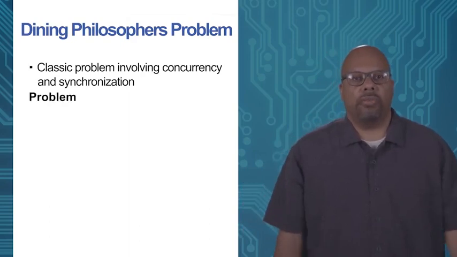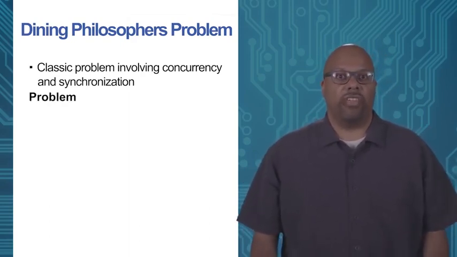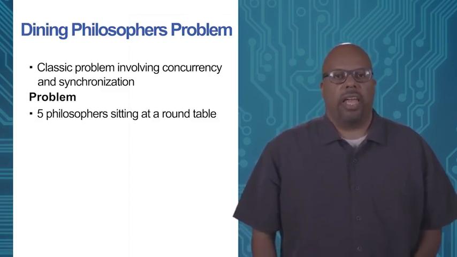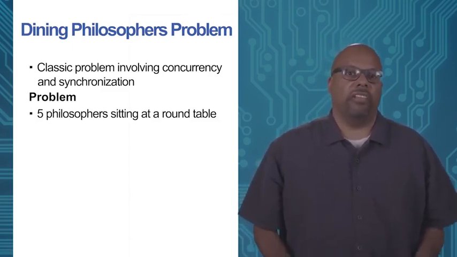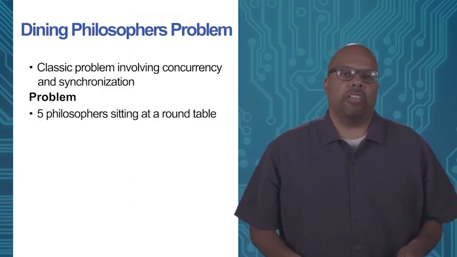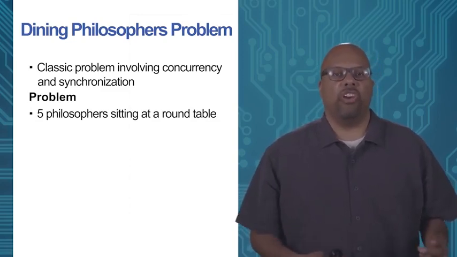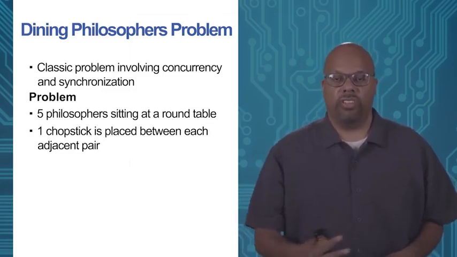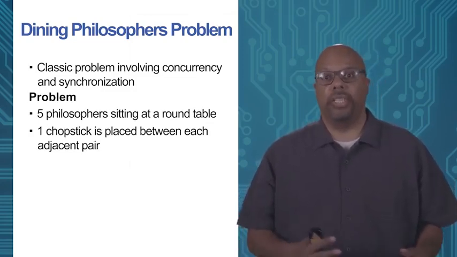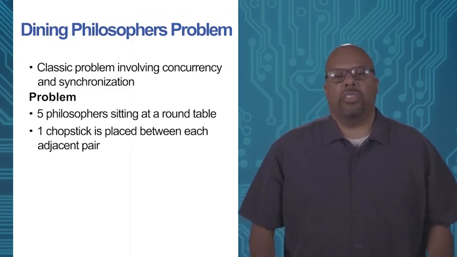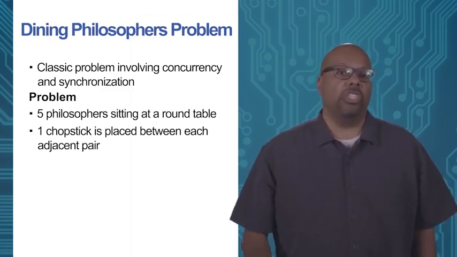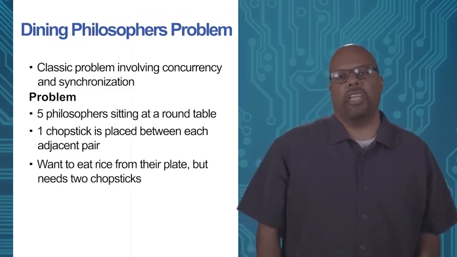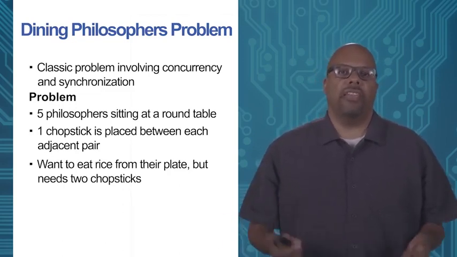Okay, so in this problem, you've got 5 philosophers sitting at a round table. Each one has a plate of rice in front of them, and chopsticks that they're going to use to eat this rice. One chopstick is placed between each adjacent pair of philosophers. So there are 5 philosophers in a circle, and there are also 5 chopsticks between them. Everybody wants to eat their rice, but you need 2 chopsticks to eat it. So every philosopher, in order to eat, has to pick up the chopstick on the left, pick up the chopstick on the right, and then eat.